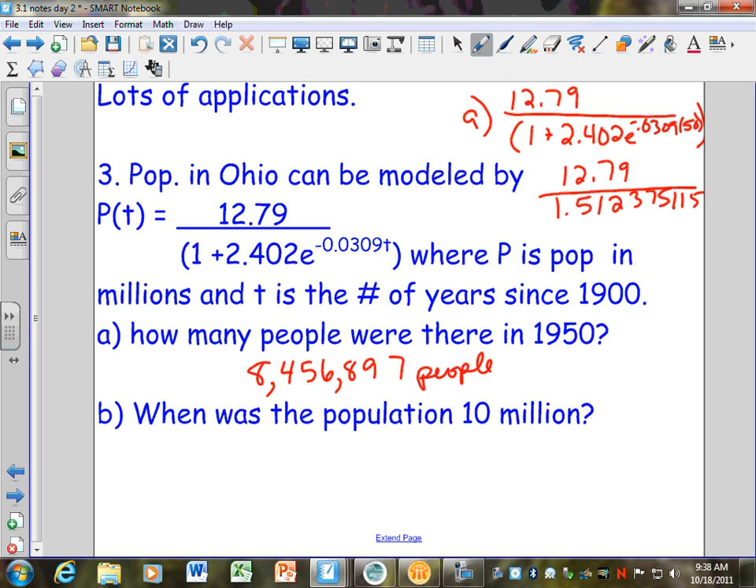So I just said, well, what about 1960? And I just plugged in 60 here instead of 50. And I kind of rounded on these. I'm going to check my math here. 1960, when I plugged that in, I got 9.29 million. So what do you want to guess now? 1960 was too low.